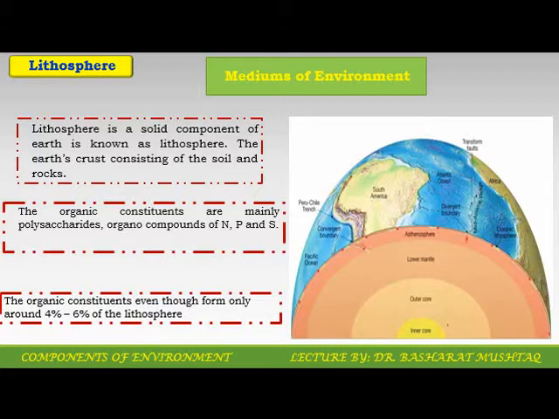The organic constituents are mainly polysaccharides and organic compounds of nitrogen, phosphorus, and sulfur. The organic constituents, even though they form only around 4 to 6% of the lithosphere, are responsible for the fertility of the soil and hence its productivity.